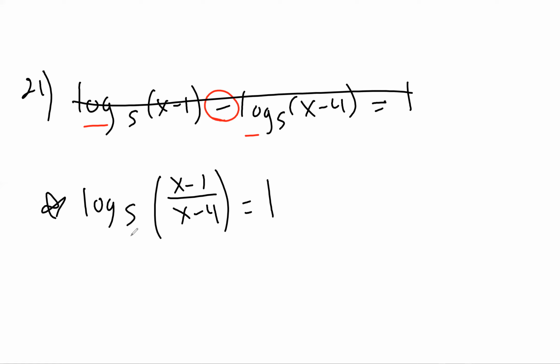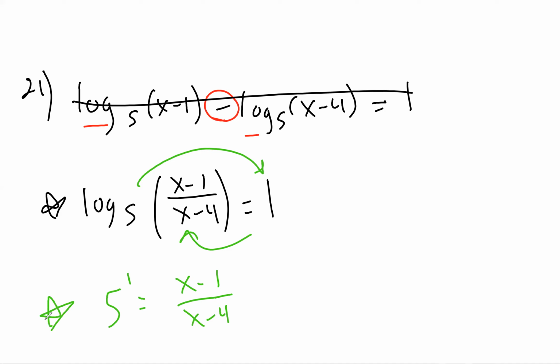And so now I have a base, and I have stuff in the middle, and I have it equals, and I just have 1 log, so I'm good to go. I'm good to draw my arrows like I have been. And so what's going to happen is I will have 5 to the first, which I know is just 5, equals x minus 1 over x minus 4. And so now, again, I'm just trying to solve this guy.